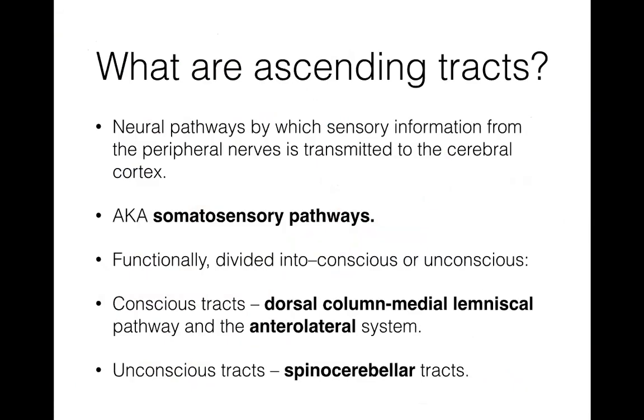So what are these ascending tracts? These are the neural pathways by which sensory information from the peripheral nerves is transmitted to the cerebral cortex. They are also referred to as the somatosensory pathway. Functionally, they are divided into conscious or unconscious. They include the dorsal column, otherwise known as the medial lemniscus, and the unconscious tracts. These are called the spinocerebellar tracts.